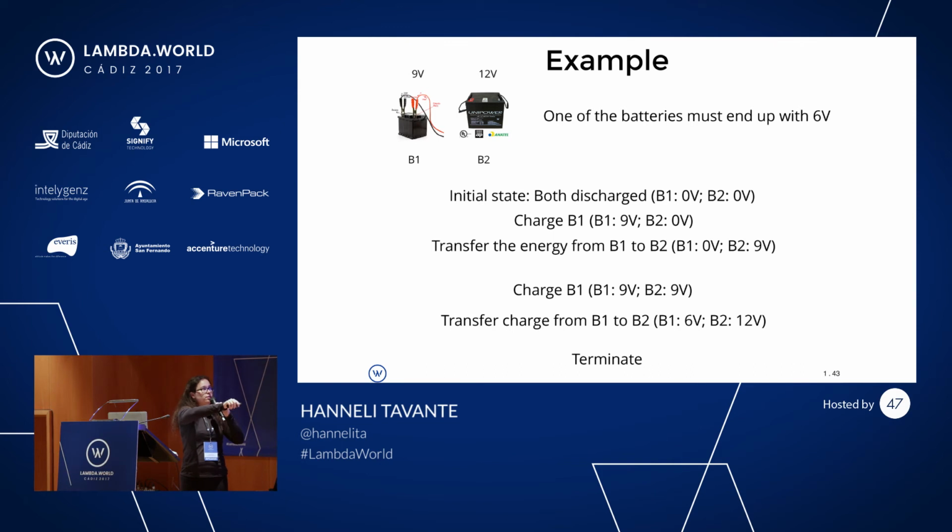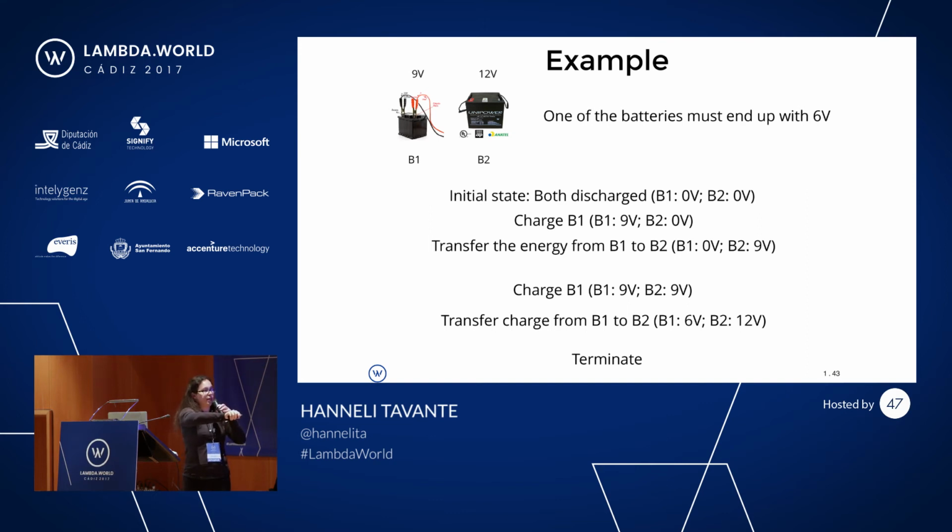If you transfer the energy from battery 1 to battery 2, what happens? Battery 1 ends up with 0 volts. I'm not considering electrical engineering, anything that can reduce the voltage when it's transferring. And then battery 2 gets 9 volts.